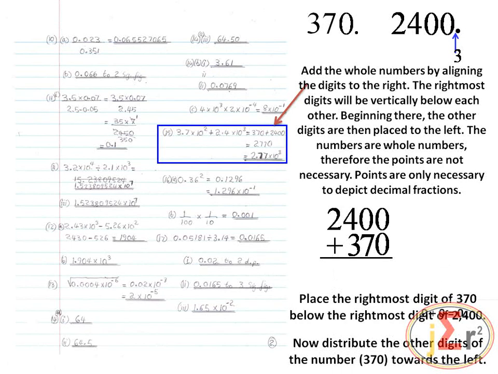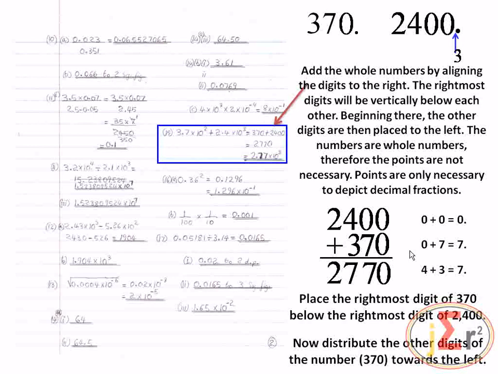Sum. 0 plus 0, 0. Here 0 plus 7 is 7. Then we have 4 plus 3 is 7. And then we have, what? The 2 goes back exactly as it is.